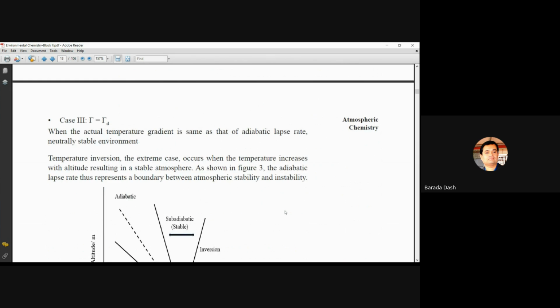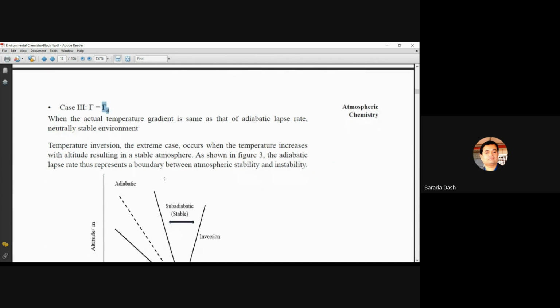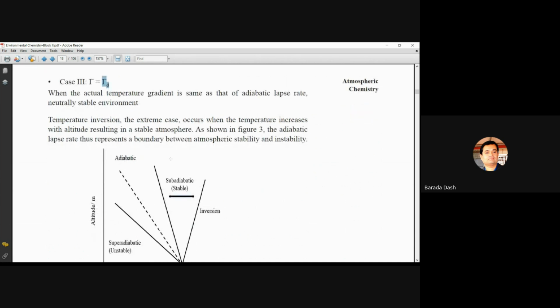Case 3, which is a neutral atmosphere, is when the actual temperature gradient is the same as the adiabatic lapse rate. So this gamma is the actual temperature gradient, which is equal to the dry adiabatic lapse rate. In that case, it is a neutral atmosphere, and there is also restriction, so you have a very limited amount of mixing as well.